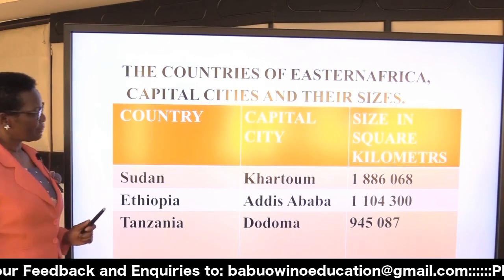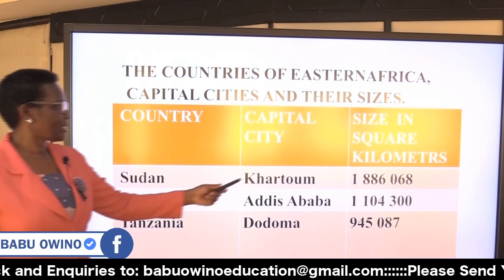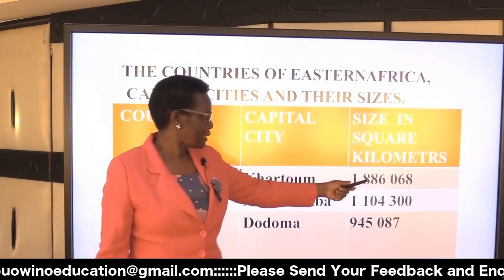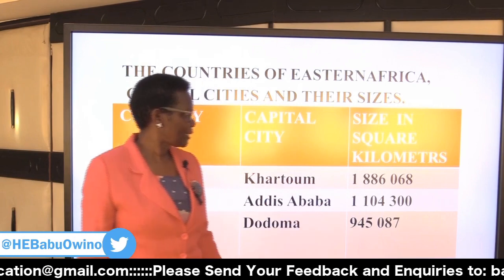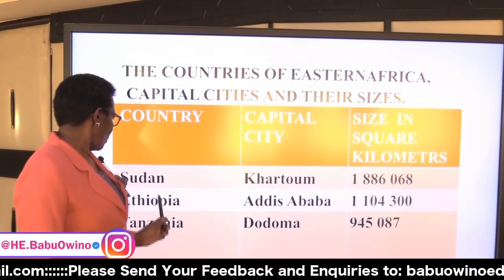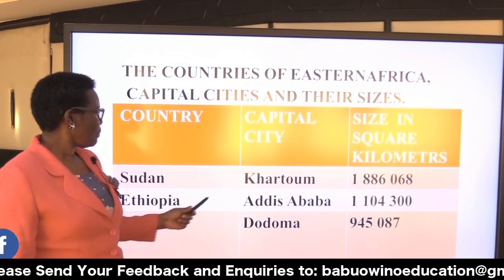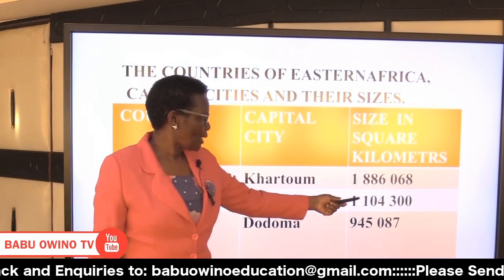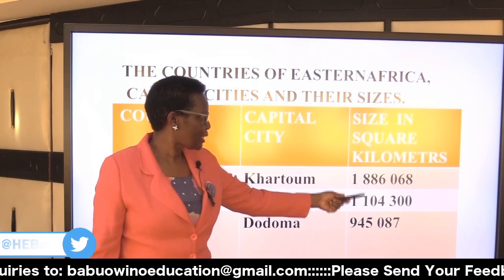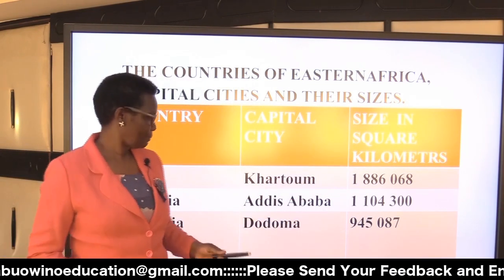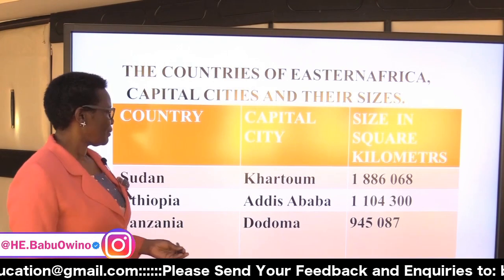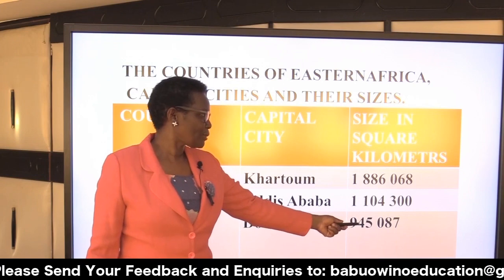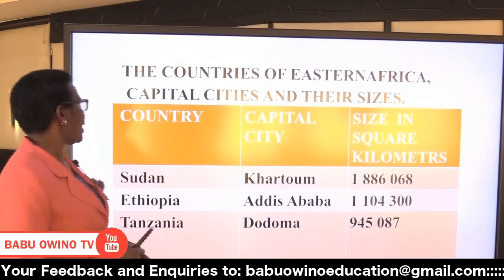Now, we have Sudan. The capital city of Sudan is Khartoum. And Khartoum is 1,886,068. We have Ethiopia. The capital city of Ethiopia is Addis Ababa, 1,104,300 square kilometers. That is the size. We have Tanzania. The capital city of Tanzania is Dodoma. 945,087 square kilometers.